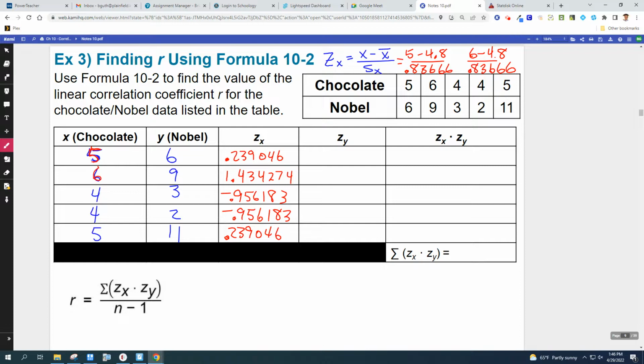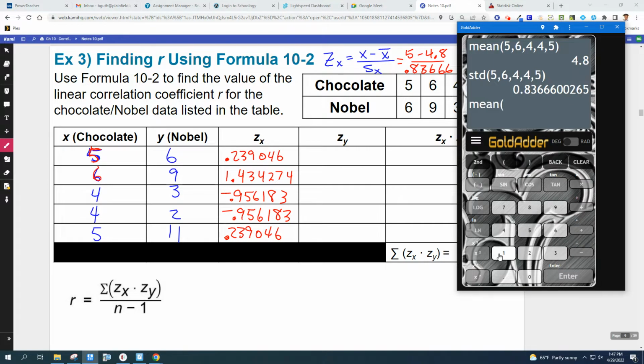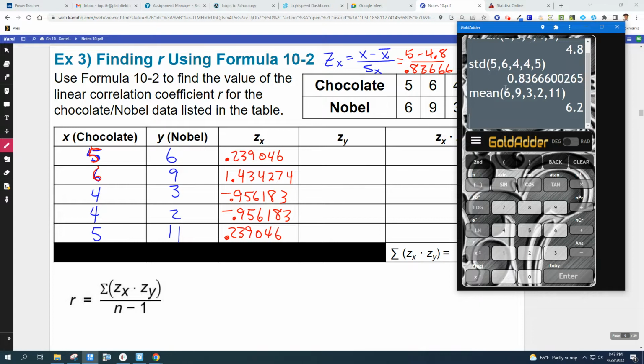Now I have to do the same exact thing for the y numbers, all right? So I would need to find another mean and standard deviation, this time for the y numbers. Mean and standard deviation: 6.2 and 3.834.